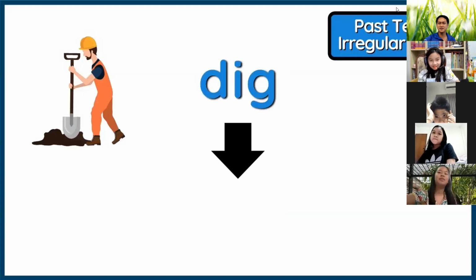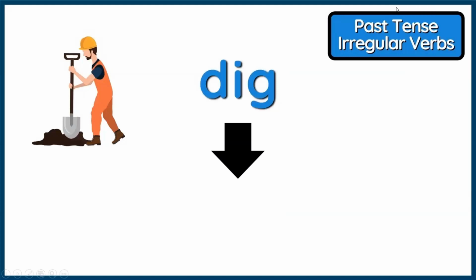What is the past tense for the verb dig? Dug. Dug. Again? Dug. Spell that word. Dug.